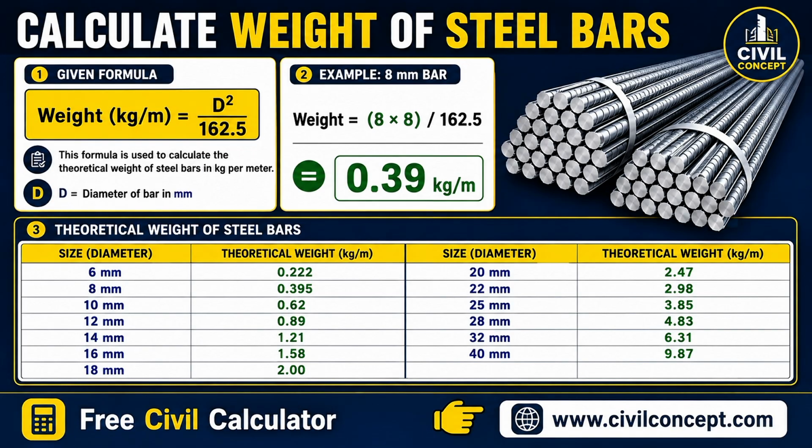The formula to calculate steel bar weight is: weight in kilogram per meter is equal to d square divided by 162.5. Here, d means diameter of steel bar in millimeter.